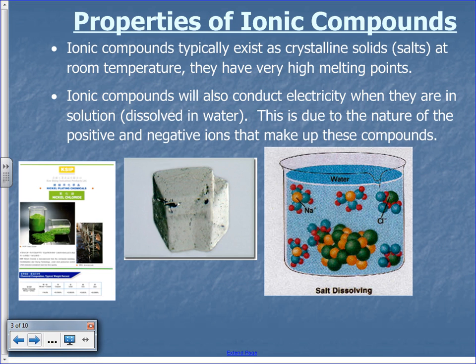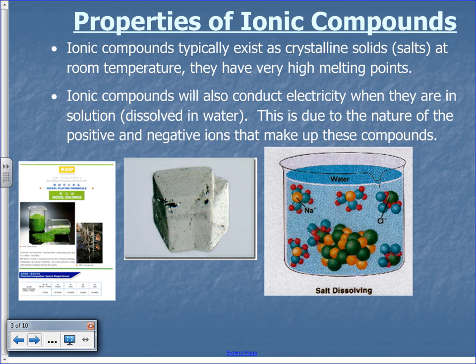All right, so properties of ionic compounds. Ionic compounds are all, without exception, crystalline solids at room temperature. Does that mean that if you see a crystalline solid at room temperature, it is 100% of the time ionic? It does not. We know that all ionic compounds are crystalline solids at room temperature, but there are some molecular compounds that are also crystalline solids at room temperature.